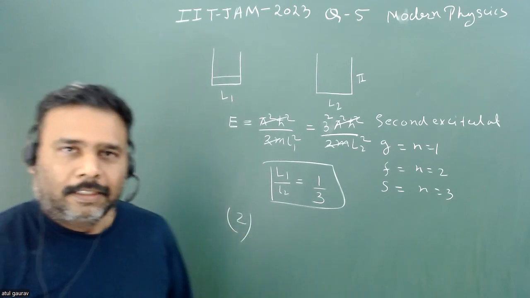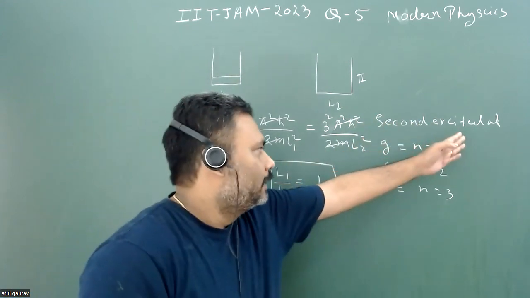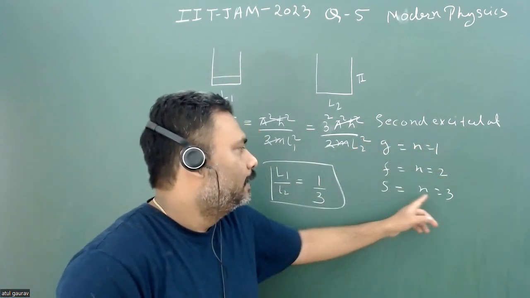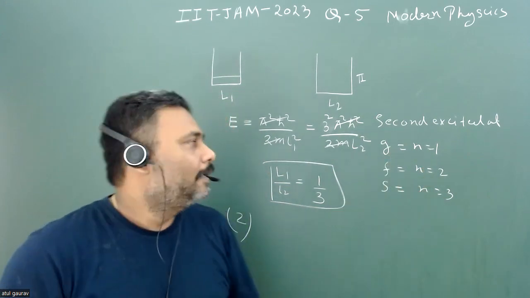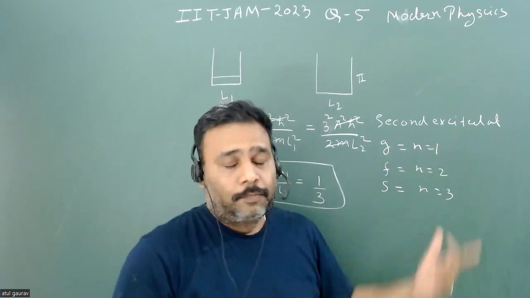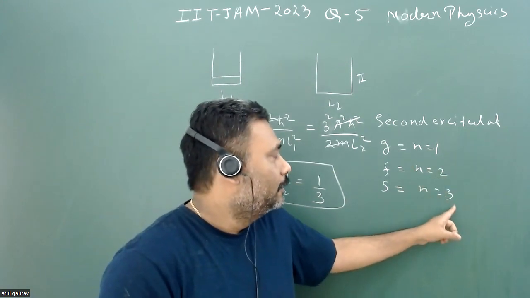So if I am not doing anything wrong, the catch is only what is the second excited state? So for the second excited state, n is equal to 3. A lot of people will make this error that for the second state, they can put 2. So this is not the second excited state. Second excited state, n is equal to 3.